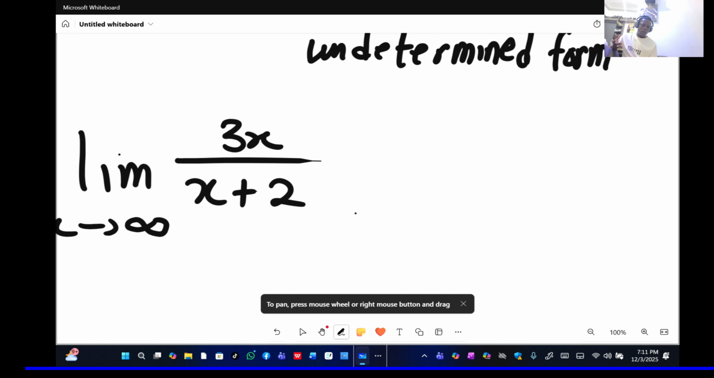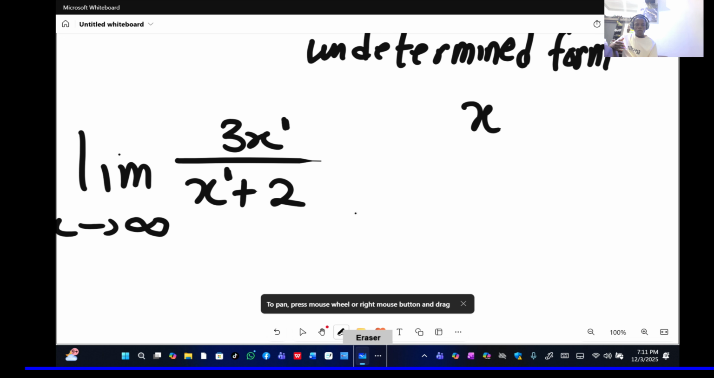So you can say that the power of x here is 1. This one is also 1. So they are all the same. So we are going to use one of them. So we pick x as the variable with the highest power, and you are going to use it to divide each of the terms in the given expression.